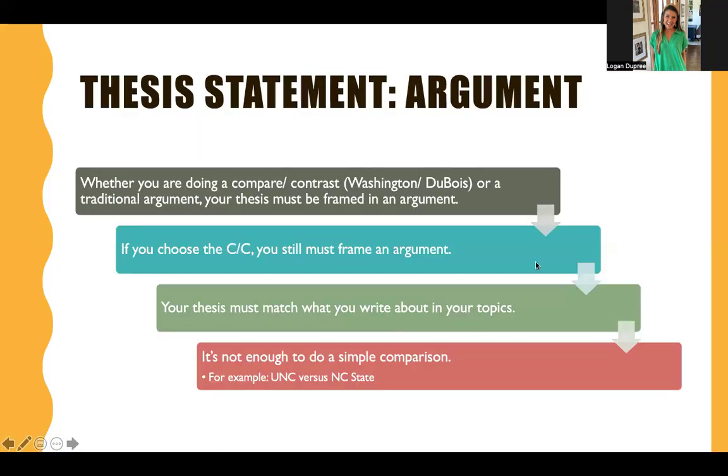So first, I want to talk about the thesis statement. The thing that I want to remind y'all about a thesis statement is it's always an argument. Whether you chose to do the compare and contrast with Washington and Du Bois or a traditional argument over the yellow wallpaper, your thesis should always be framed in an argument.